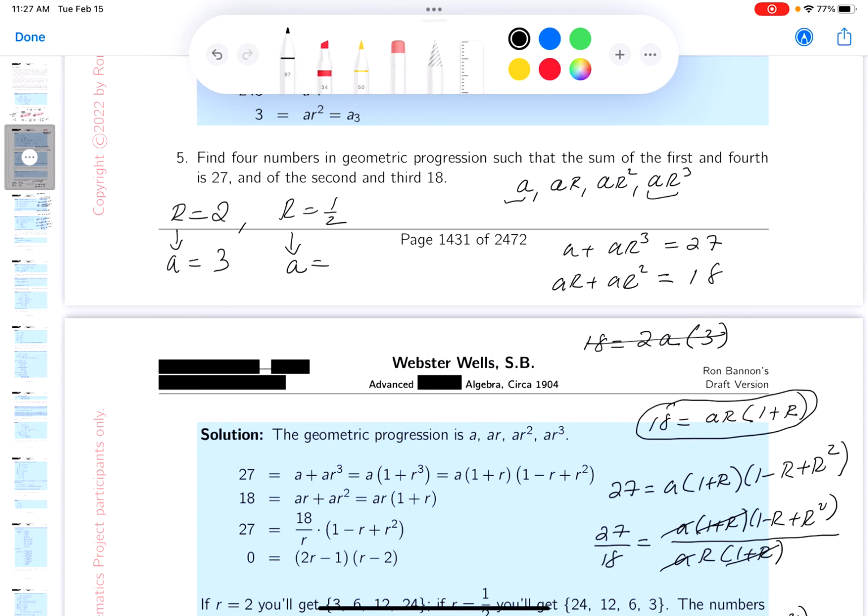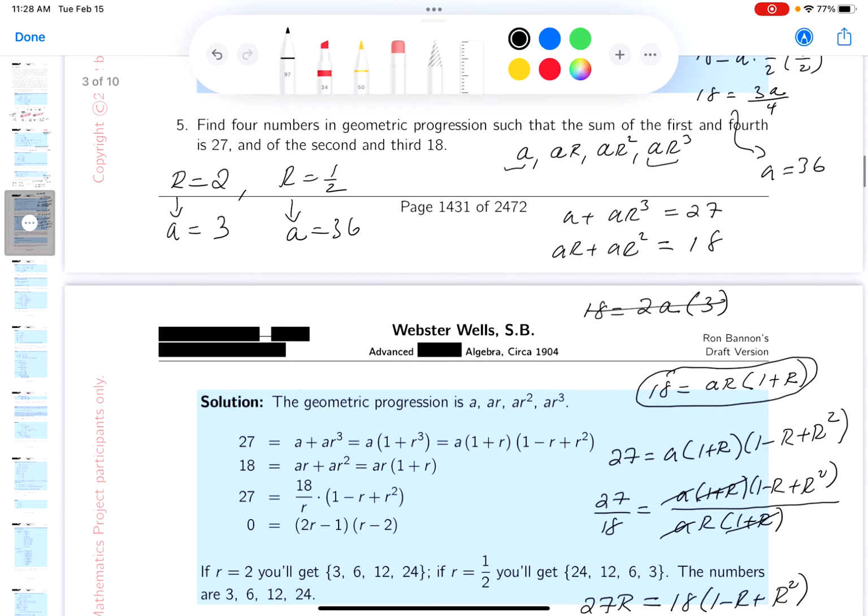Let me try the other one. Again, we'll write the sequence down in a second. At 18, let's see, I don't know what A is. The R is a half. A little more complicated though, isn't it? And 1 plus a half is 3 halves. All right, let's do this. 18, you're going to get 3A over 4, and A would equal, let's take a look, 36.